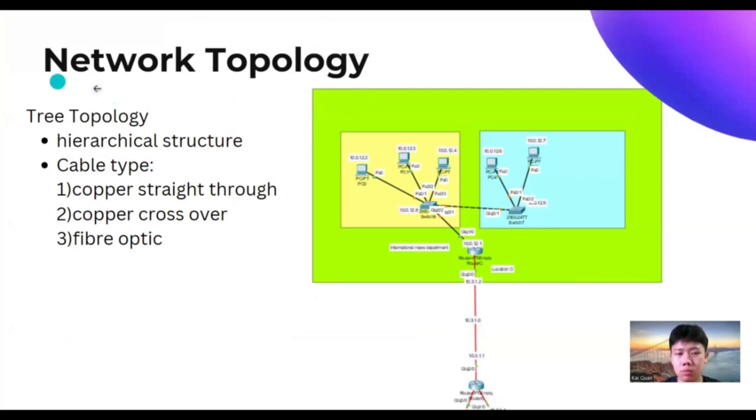Hi everyone. Now I will continue my part, network topology. First, the topology we use in this assignment is tree topology, which is a hierarchical structure. And the cable types we use in this assignment are copper straight through, copper crossover, and one more is fiber optic. The reason we choose the tree topology is because we have three multiple locations in this assignment, and the benefit of tree topology is that it is highly scalable and easy to reconfigure for our assignment. So now I will be showing the details of the topology in our assignment.